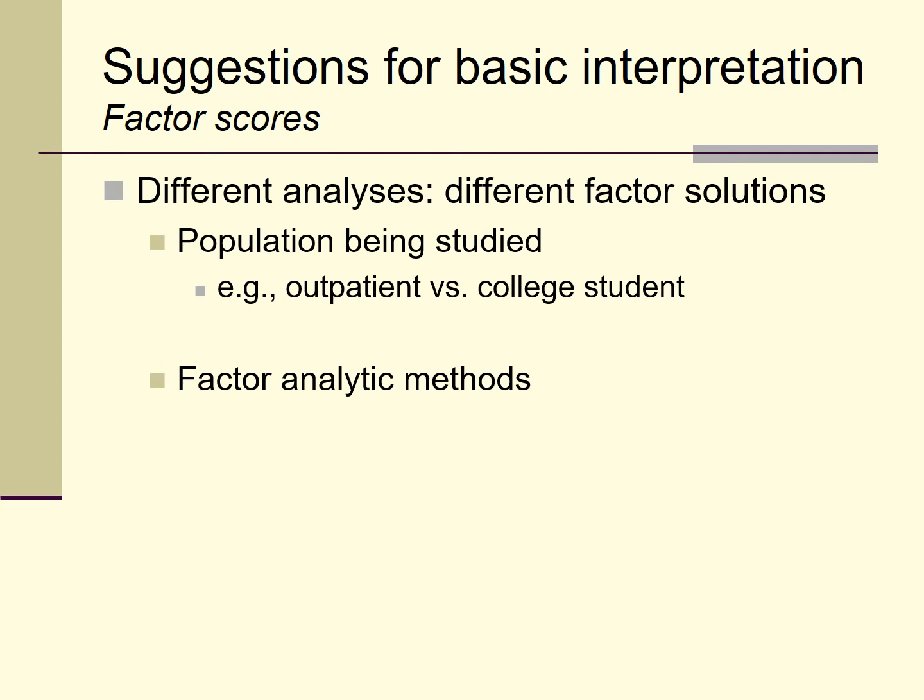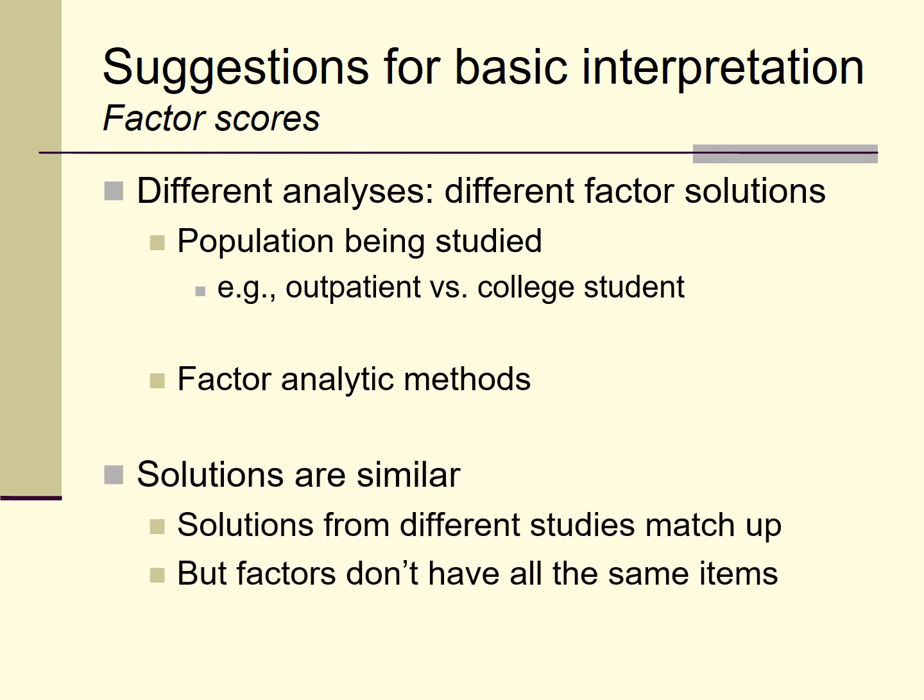When we've examined different factor solutions in different populations and using different factor analytic methods, for the most part the solutions tend to be fairly similar. By solutions, I mean the factors that emerge from these types of analyses. They tend to line up. The factors don't always have exactly the same items, but at a macroscopic level they look roughly the same.